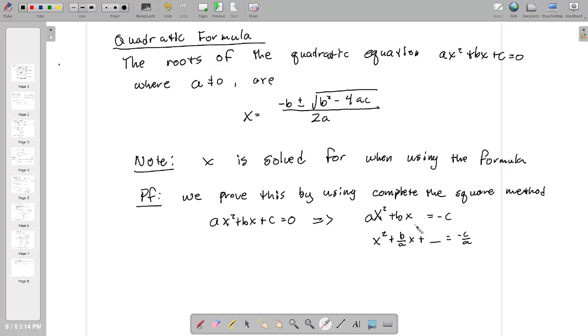I'm doing this because when we complete the square, the coefficient on the x squared term needs to be 1. So now to complete the square, I do b over a divided by 2 and square that. And I need to add that to both sides. So we'll have b over 2a, quantity squared, and we have to add that to the other side as well, and we get this.